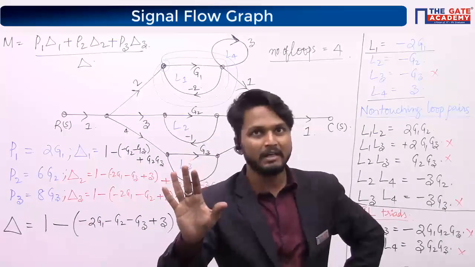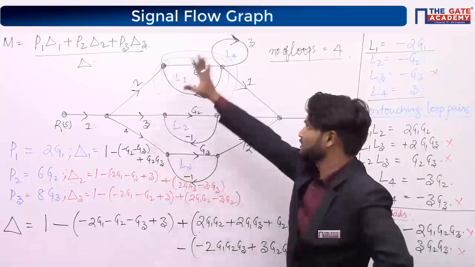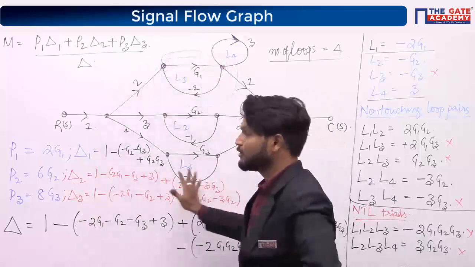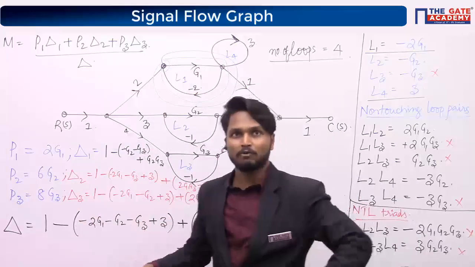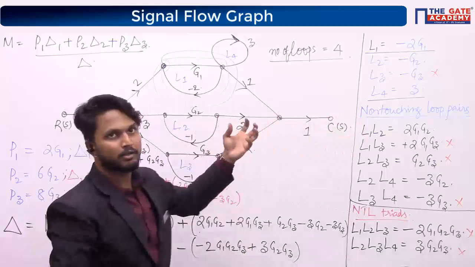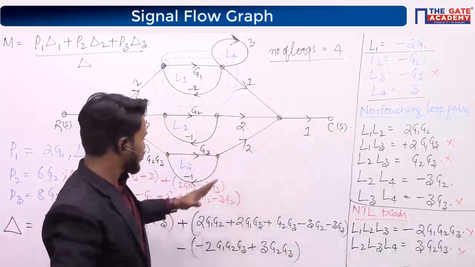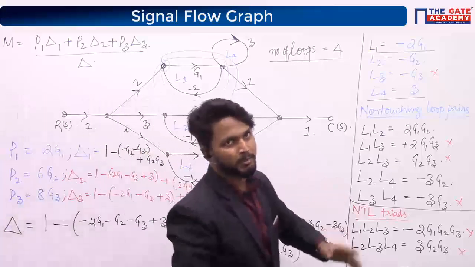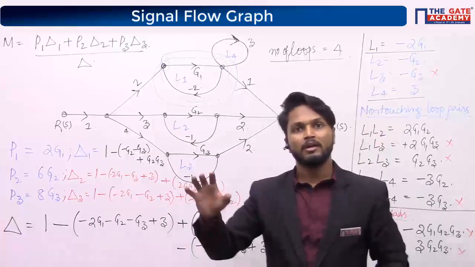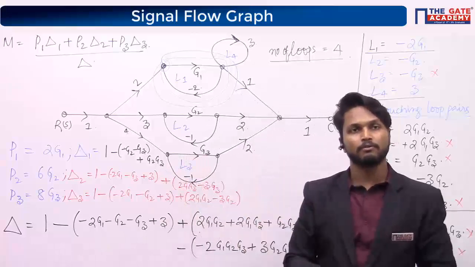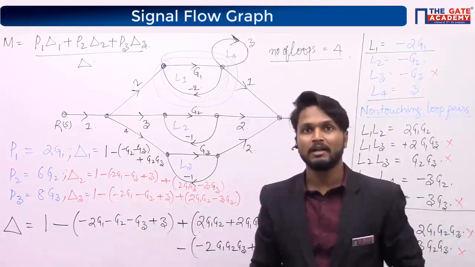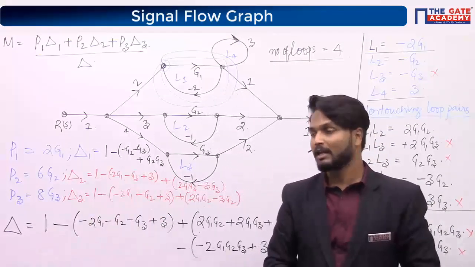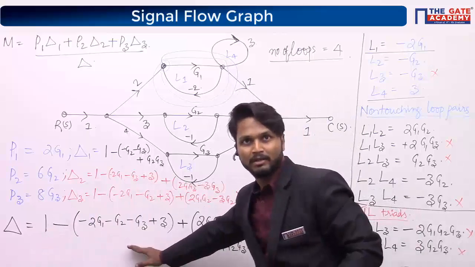The basic idea is identifying the non-touching loops from the signal flow graph. Once you obtain the non-touching loops, how do you calculate delta, delta 1, delta 2 and delta 3? For delta you have the formula: 1 minus summation of all individual loop gains plus summation of product of non-touching loop pairs, minus summation of product of non-touching loop triads and so on. Like this you will calculate delta.